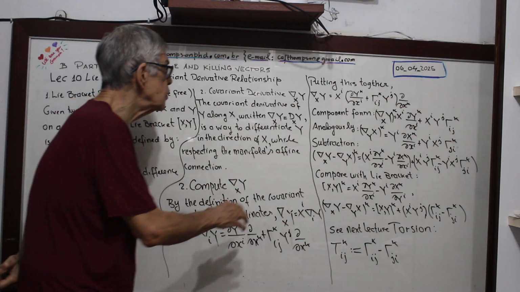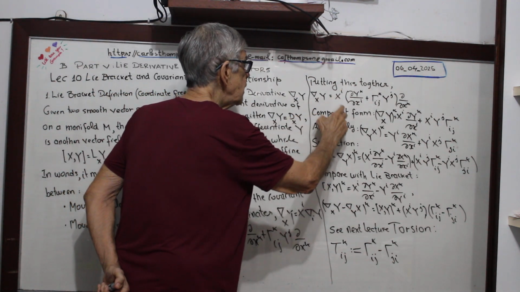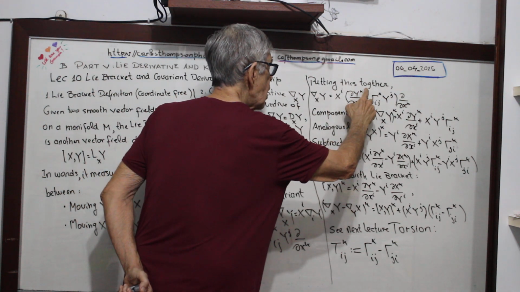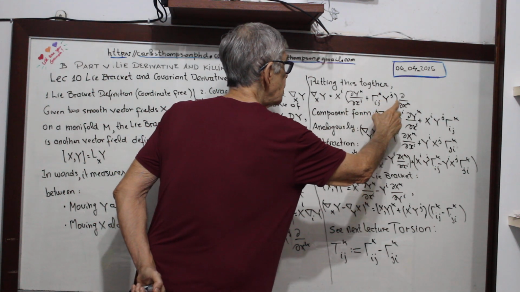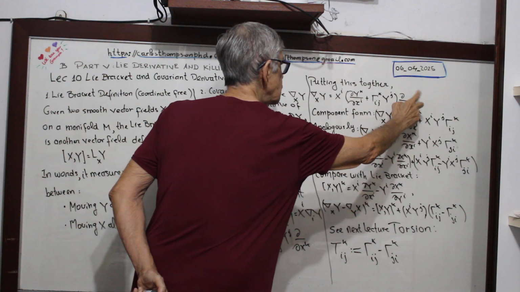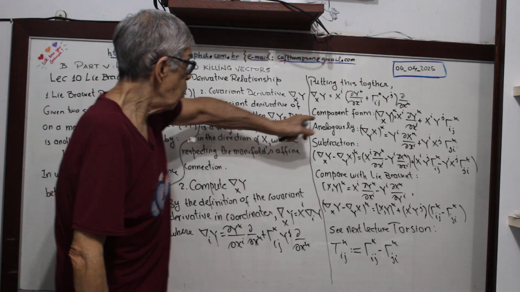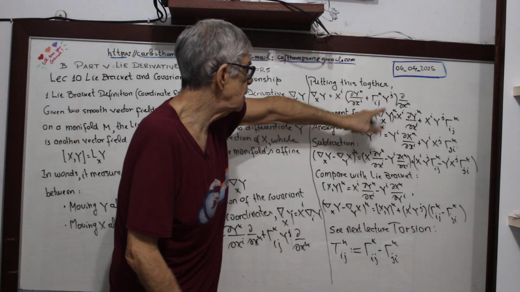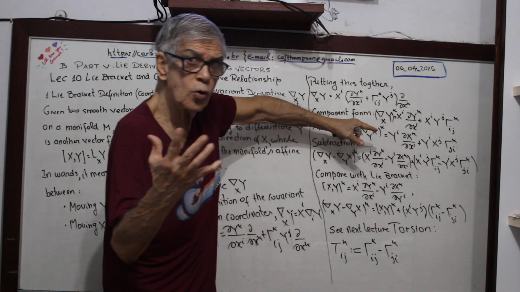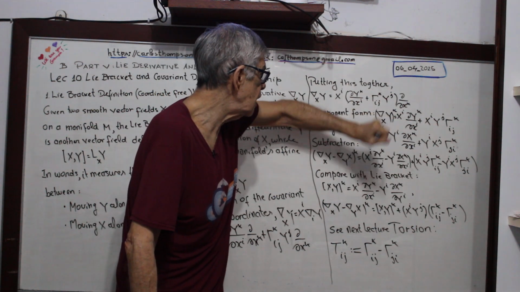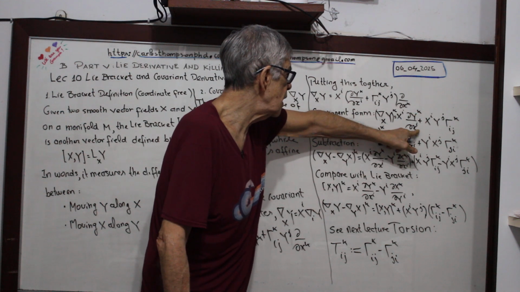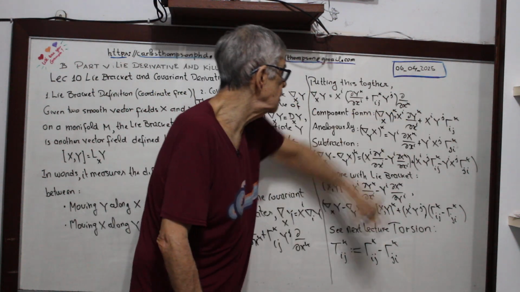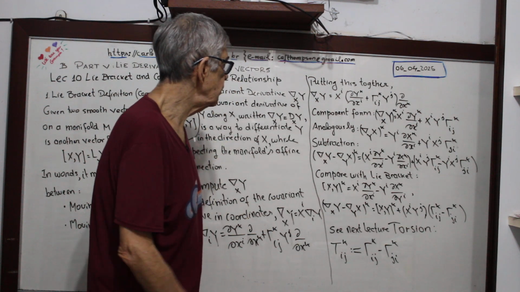Now you can put it all together. Nabla_X Y is X^i, repeated from there, times the partial derivative of Y^k with respect to x^i, plus the Christoffel symbols times Y^j, and the basis vector partial_k. In component form, we obtain the components, which I denote as (Nabla_X Y)^k, equal to X^i partial_i Y^k plus X^i Y^j Γ^k_ij. These are the components of this covariant derivative.